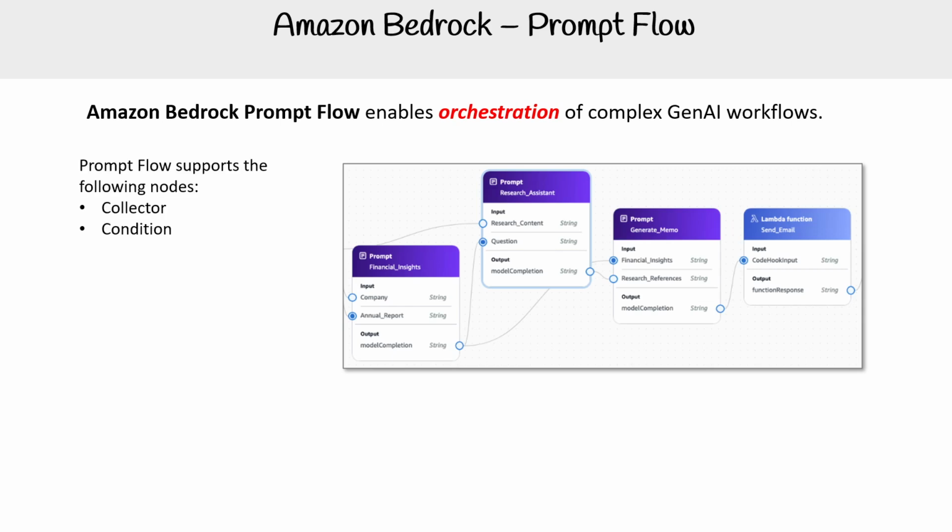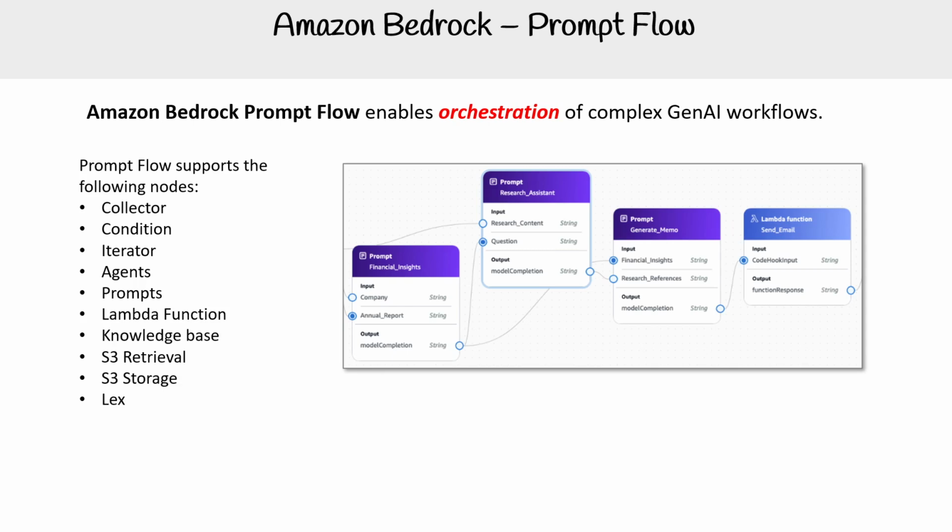You have a collector node, a condition node, an iterator node, agents, which is Amazon Bedrock agents, prompts, which actually is the prompt manager, which is a bit unusual because that one in particular, you have to select an LLM. So it's not just taking your text and passing it to a prompt, but the prompt is also an LLM with a prompt template. It can pipe to Lambda functions, to a knowledge base, S3 retrieval, S3 storage, to Lex. Lex is a chatbot.